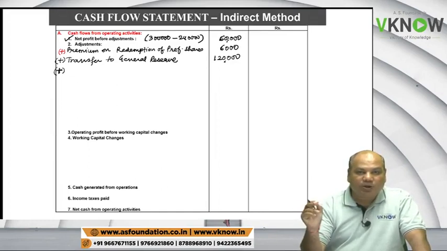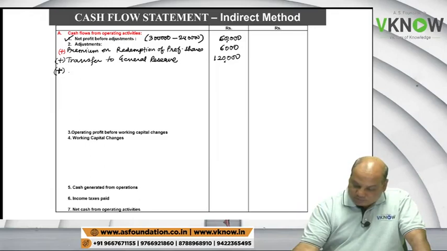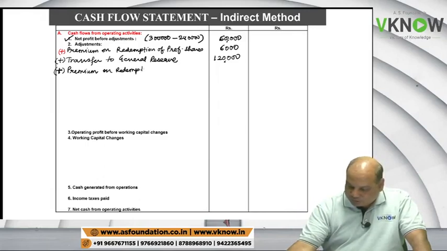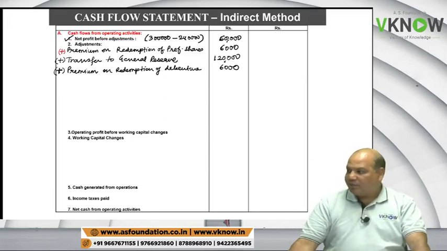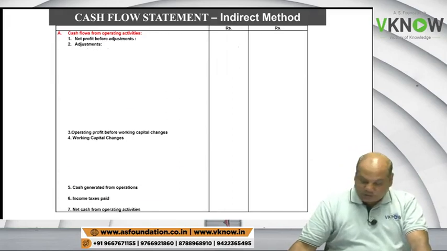5% premium paid, add back in adjustment. Premium on redemption of debenture. Same adjustment, 6,000 here, because the figures are also the same.